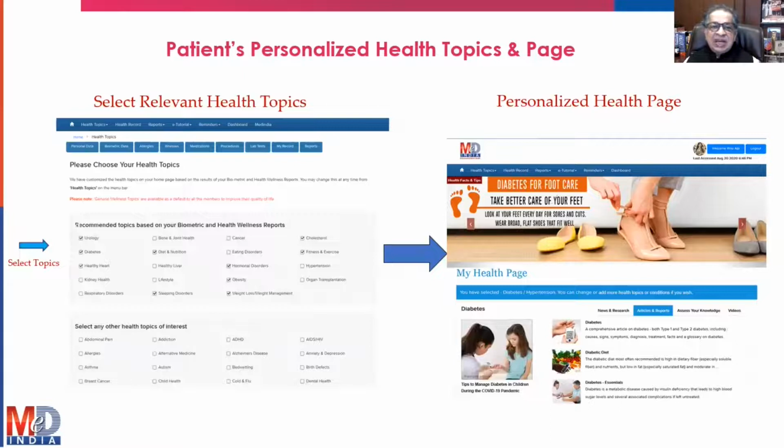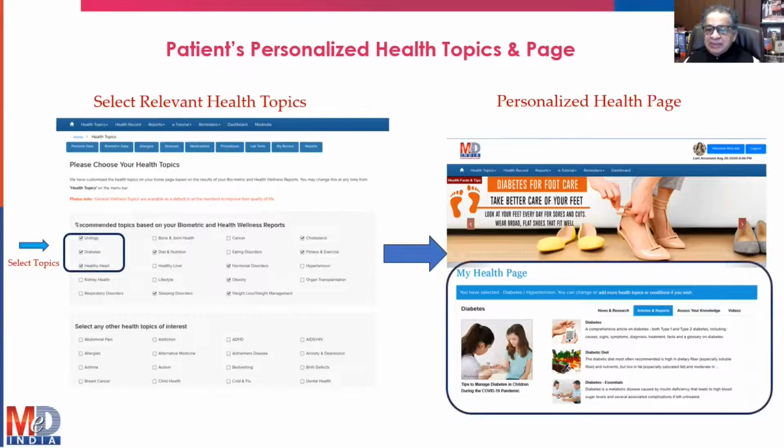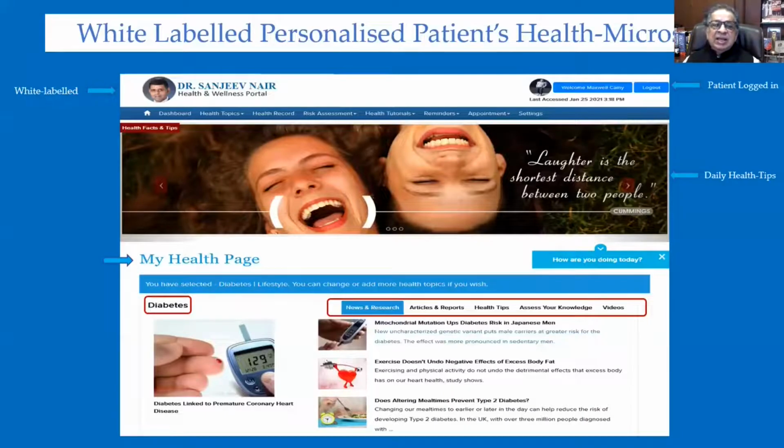And this is what the patient gets: personalized health topics on what they're suffering from. If they're suffering from diabetes, they're going to get diabetes information. They select from almost 60-odd common topics to create their own homepage, as you see here on diabetes. And this is a white labeled page for the doctor. You see the doctor's photograph here, his name, the health and wellness portal of the doctor. This is the consumer who is logged in, who is the patient of this doctor.